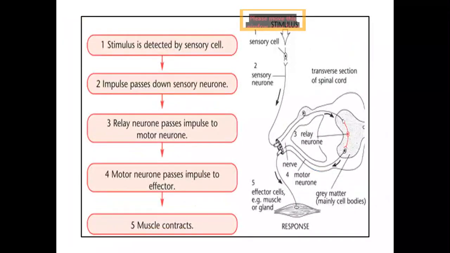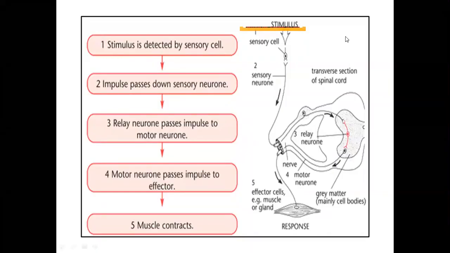Next, here is a schematic diagram again, which shows how the nerve impulse moves from the receptor to the effector. First of all, the stimulus is detected by the sensory cell. When you were touching the hot object, it was received by the receptors which are present in your skin.